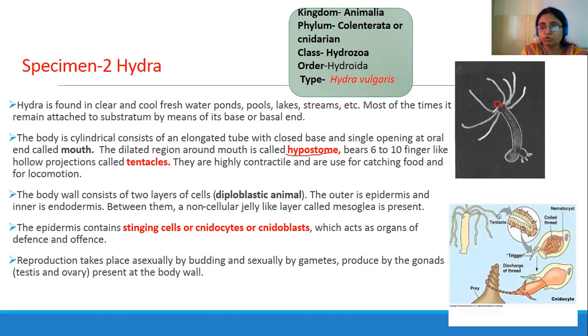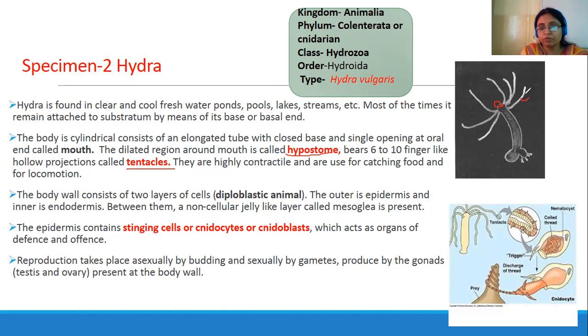This hypostome remains surrounded by 6 to 10 finger-like, thread-like projections. These hollow projections are called the tentacles. So these are the tentacles. In other words, the mouth is situated at the anterior end, and it remains surrounded by these contractile tentacles. They are very contractile in nature.